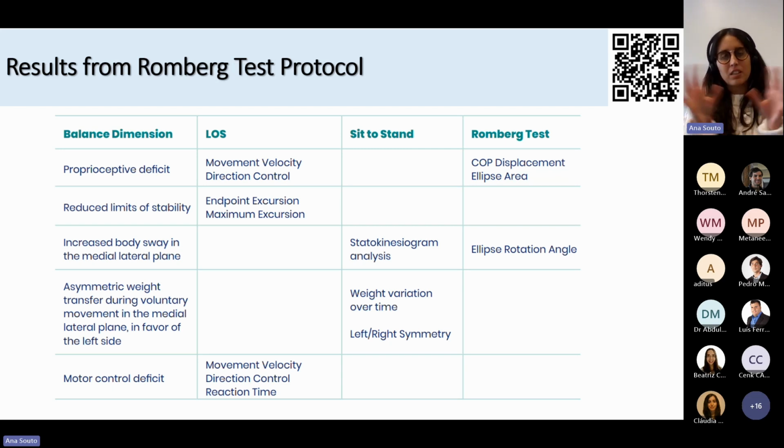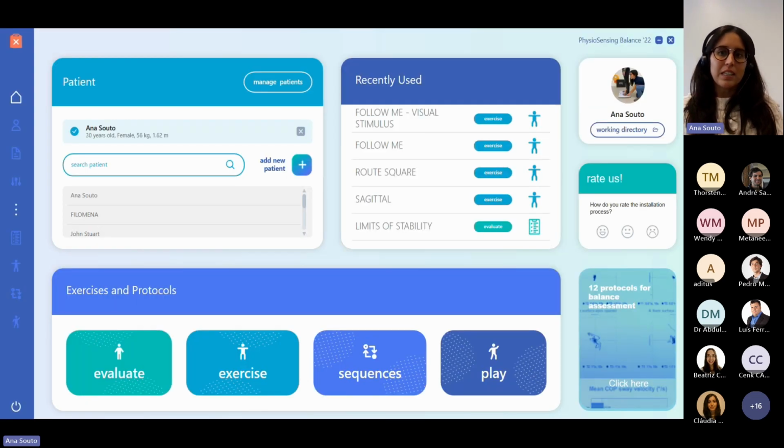Okay, so this is our possible balance dimensions that can be altered, and which parameter from each protocol gave us that information. Okay, so now we finish our assessment.